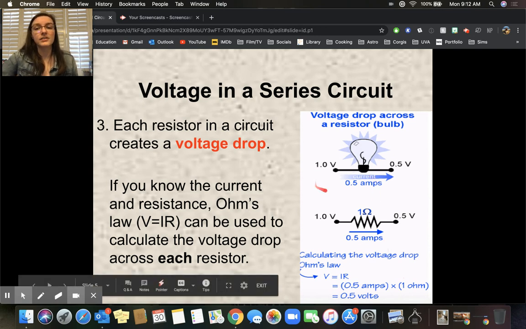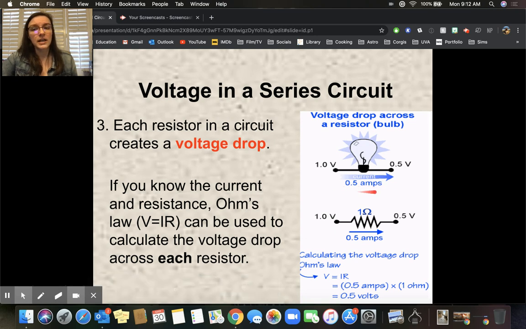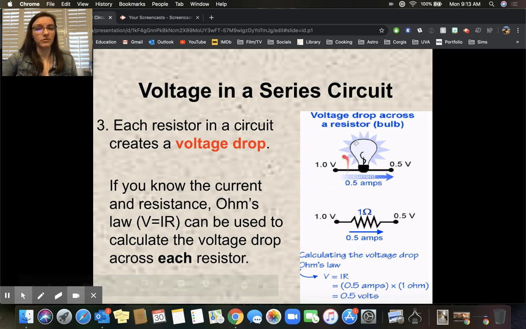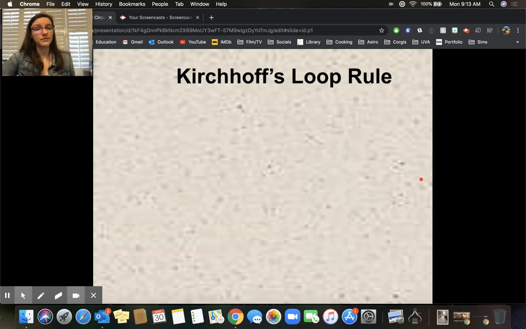So if I have a circuit where I've got one resistor here and I know that my current is 0.5 amperes, or 0.5 amps, I know that my light bulb or my resistor has a resistance of 1 ohm. Then I can say voltage equals resistance times current. Here's my current of 0.5 amps, my resistance of 1 ohm. I have a voltage drop of 0.5 volts across this resistor. So before the light bulb, the voltage was 1. After the light bulb, it is down to 0.5.